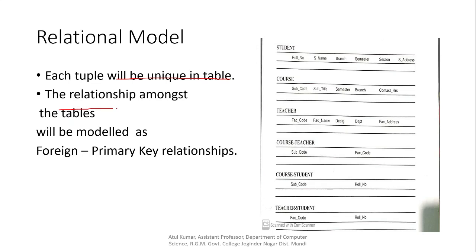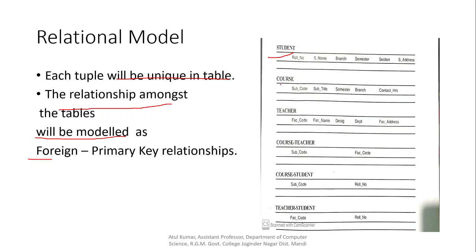The relationship among the tables will be modeled as foreign key and primary key relationships. I will discuss later on what is foreign key and primary key. So this one is the example for relational model. We have different kinds of relations here, student relation, and different attributes or fields of student are roll number, student name, branch, semester, section, student address.